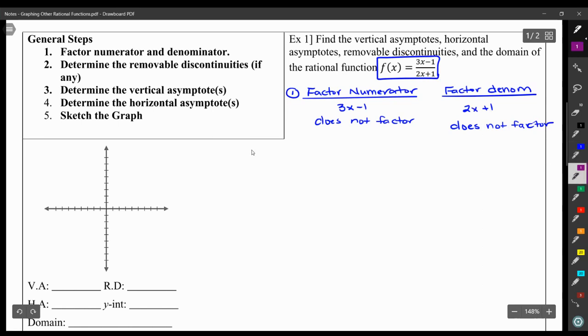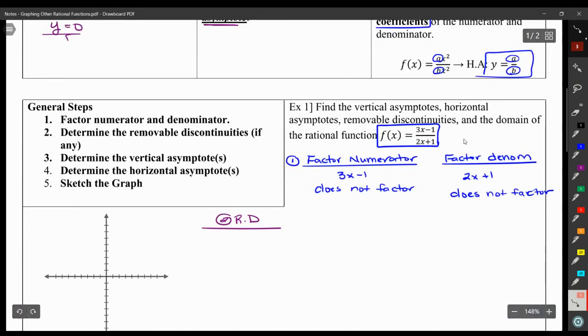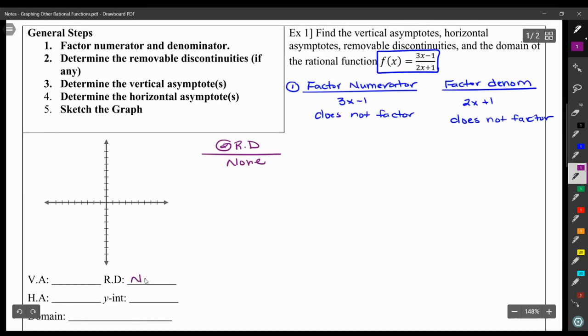So the first thing I usually look for after factoring, so step 2, is I'll look for those removable discontinuities, those RDs. So let's look at that definition again. So here's removable discontinuities, and we'll say RD. That's what we usually abbreviate with. We already factored. And so the way we find removable discontinuities is see if there's any factors that cancel, divide out of the top and the bottom. So if I look at my rational function, I have 3x minus 1 and 2x plus 1. Those are not the same factor, so I can't get rid of anything. And so since there are no factors that cancel, we don't have any removable discontinuities. There is none. So on RD, I'm going to put none.